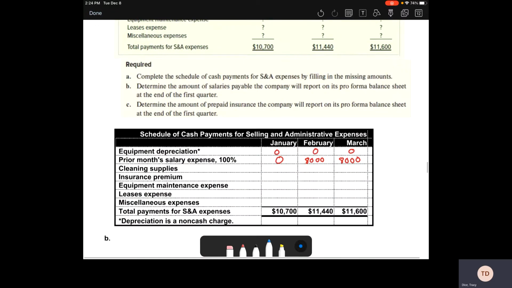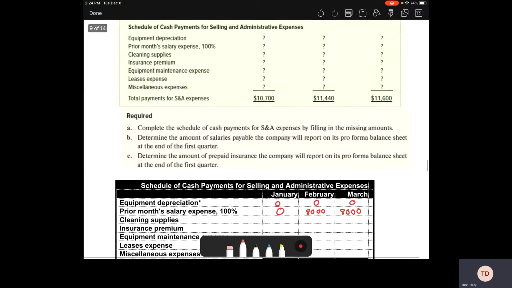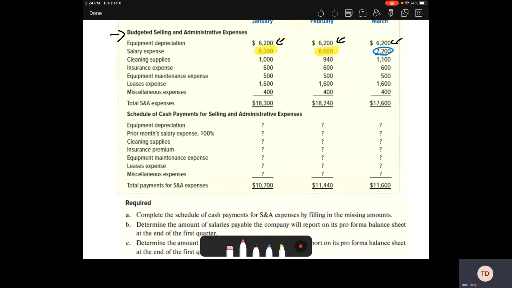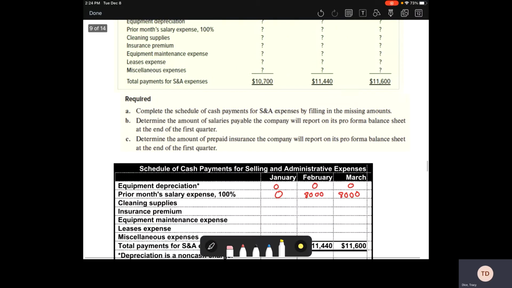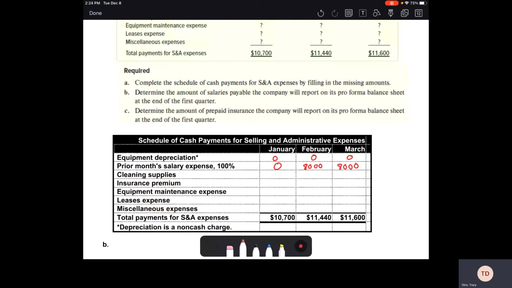All right, so next we need to look at our cleaning supplies. So if we come back up here, where are our cleaning supplies? That's right here. And those we pay off every month because they told us that the only things we don't pay off are salary and insurance. So we just need to bring the 1,000, the 940, and the 1,100 down for each month. So in January, we pay $1,000 for cleaning supplies. In February, we paid $940. And in March, we paid $1,100 for those cleaning supplies.